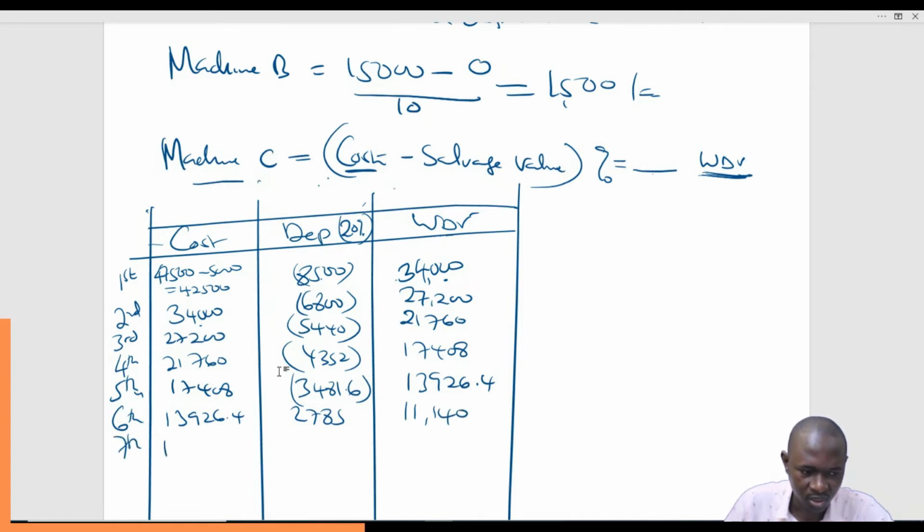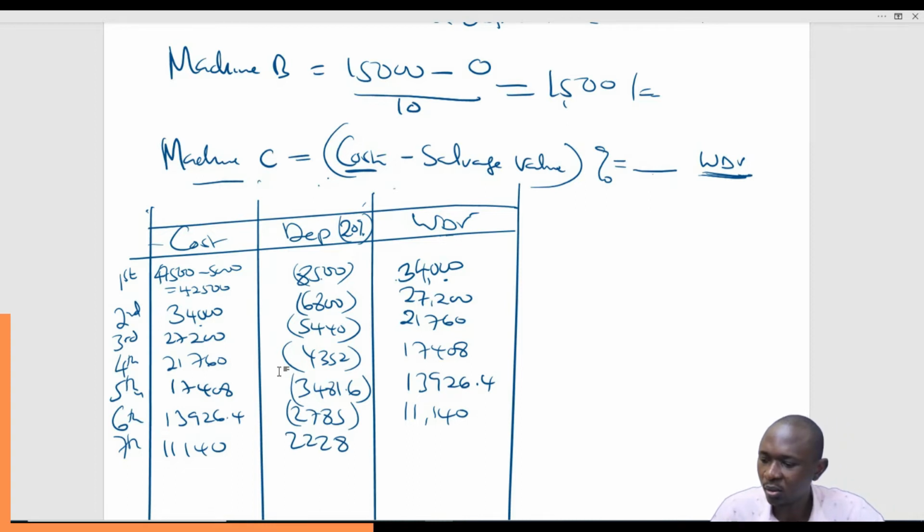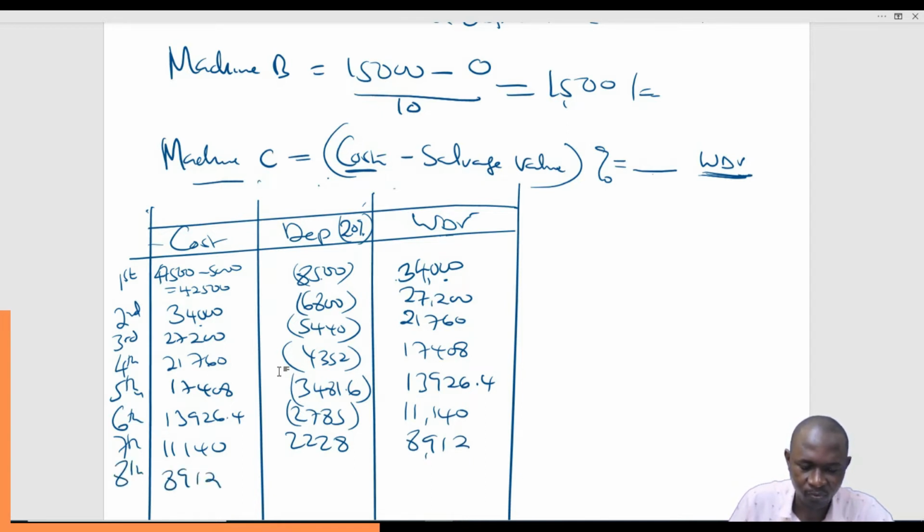So we go to the seventh year, 11,140. I hope you are seeing how the depreciation rates are changing. So 11,140 times 0.2, that gives us 2228. So 2228, minus from 11,140. That is 8912. So in the eighth year, we'll have 8912.